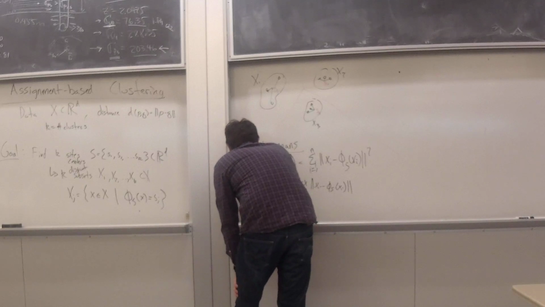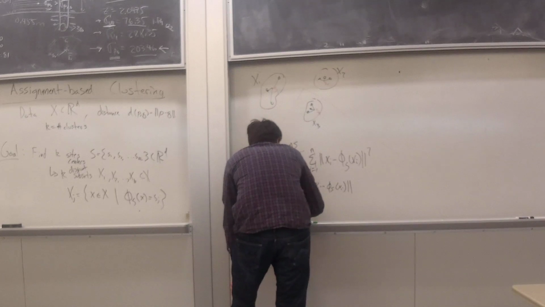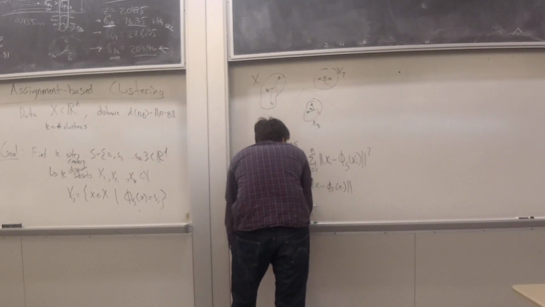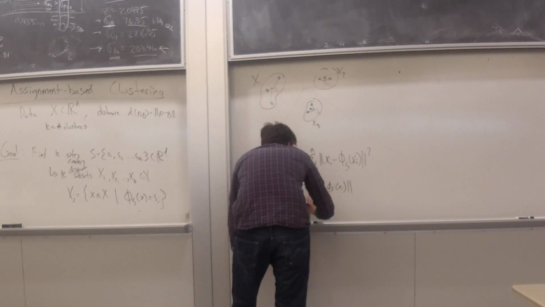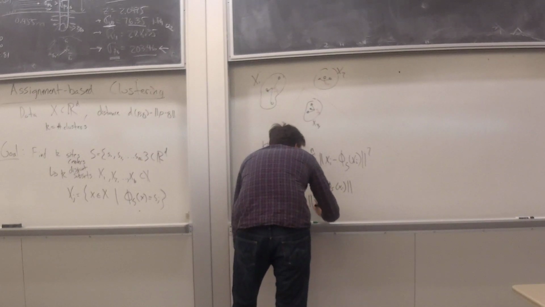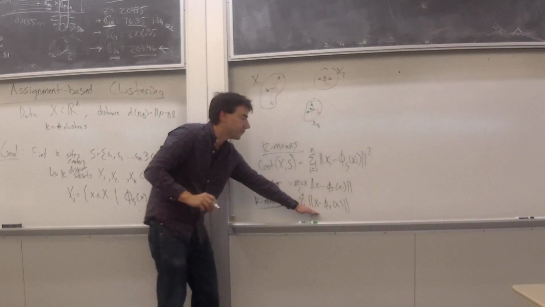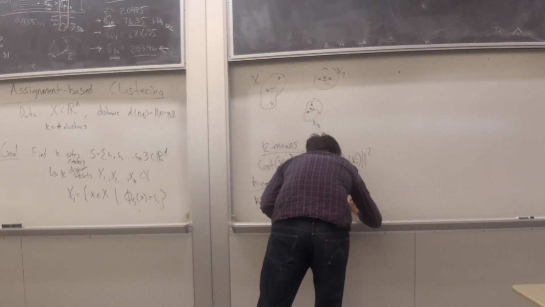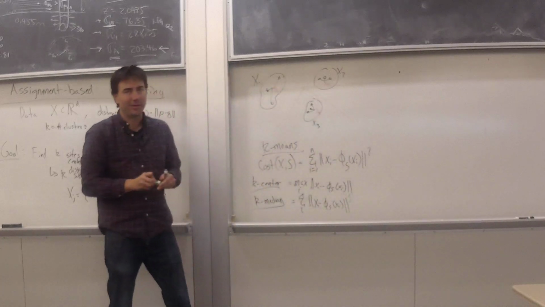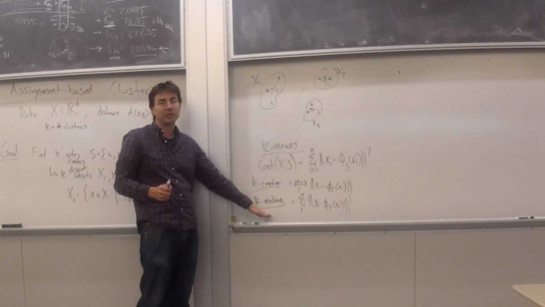And then there's the K-median, which is again a sum over i of the distance of xi. This is not squared. I can write it explicitly: there's a power 1 up here. I'm not squaring this distance. Then it's called the K-median clustering.